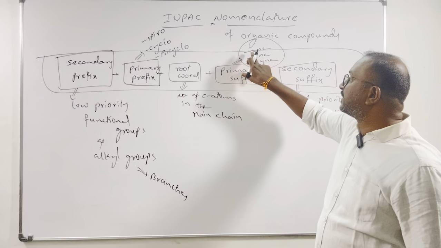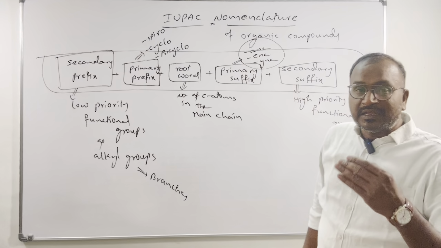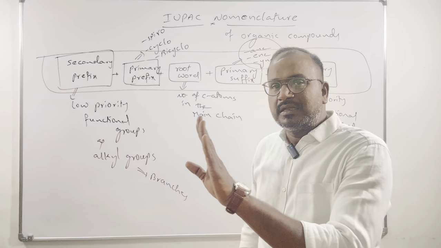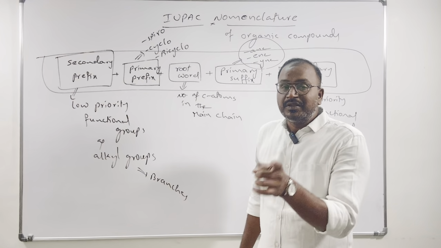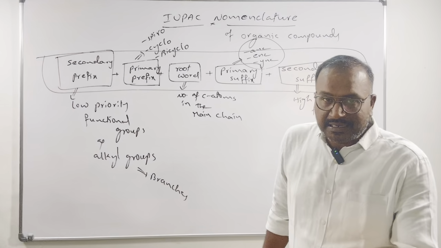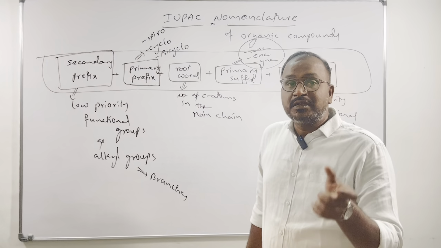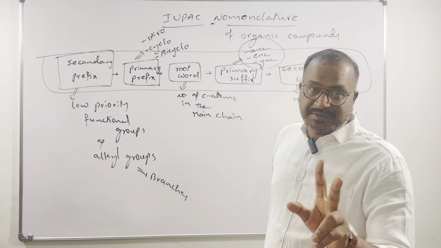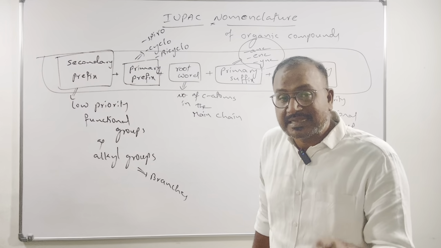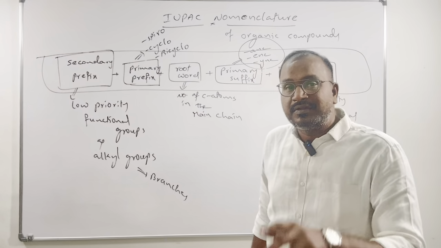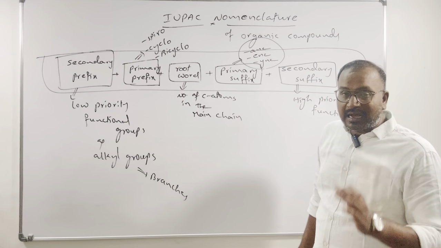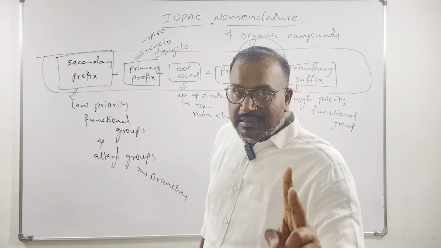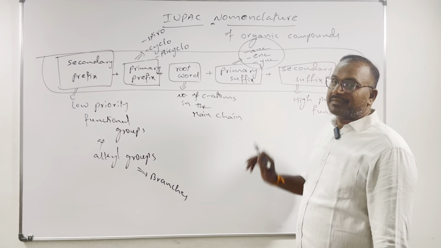The primary suffix represents a, e, ine. If the organic compound has only single bonds, the primary suffix is a. If one double bond is there, the primary suffix is e. If two double bonds are there, it is diene with the positions of the double bonds. If three double bonds are present, we say triene with the positions of the double bonds. And if a triple bond is there, the primary suffix will be ine. So a, e, ine come under primary suffix.